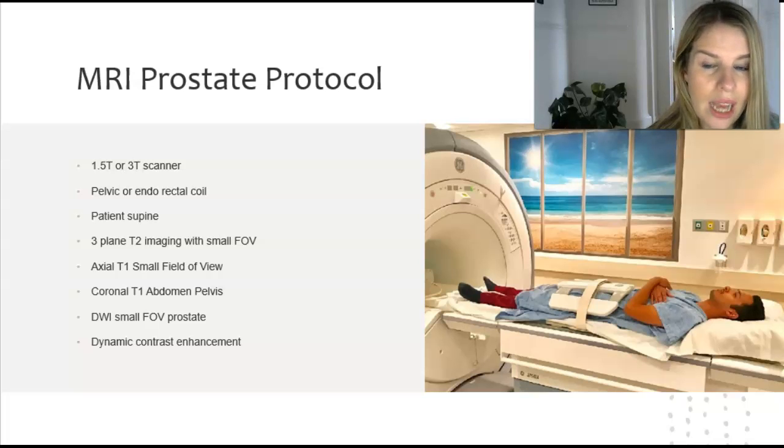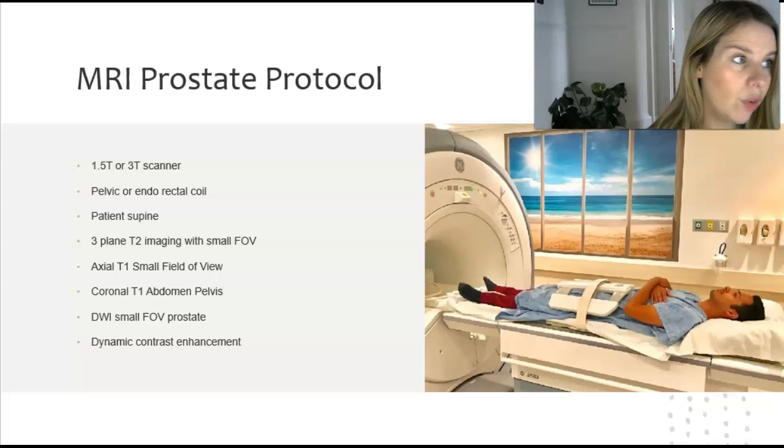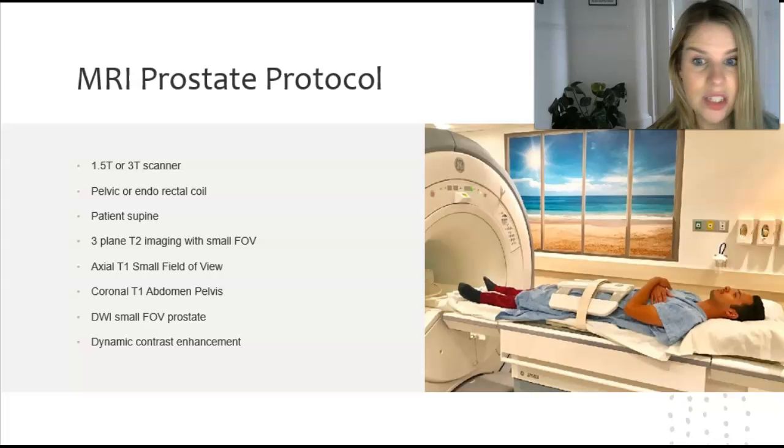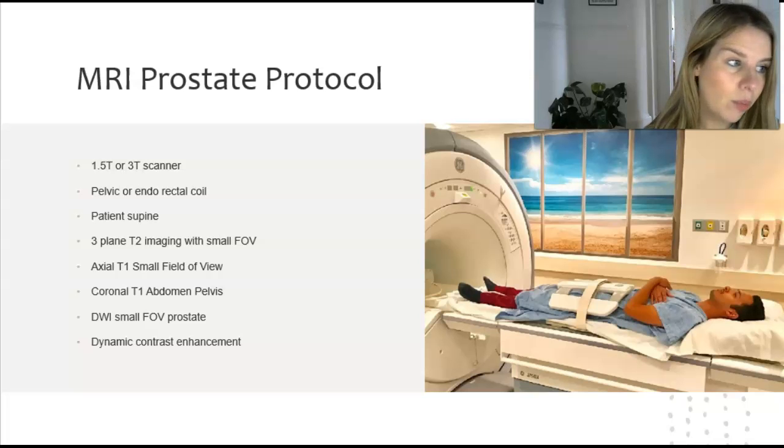We'll then also do an axial T1, and that's to look really for the outline of the gland and if there's any blood within the prostate, so any bleeding. We'll have a coronal T1 pelvis and abdomen to look for any other nodal involvement, any evidence of metastatic disease. And then we'll have a DWI, so that diffusion weighted MRI sequence, to look for the extent of the tumour, and then also to see if there's any extra prostatic disease as well.